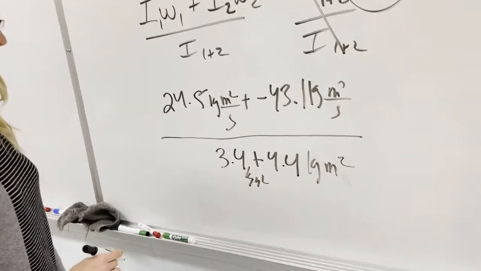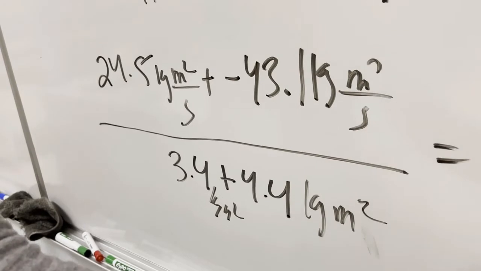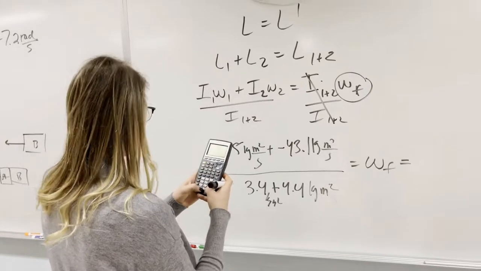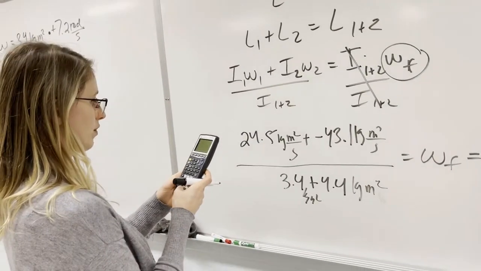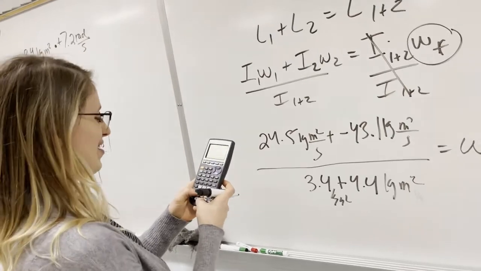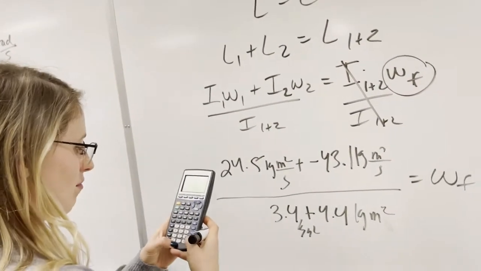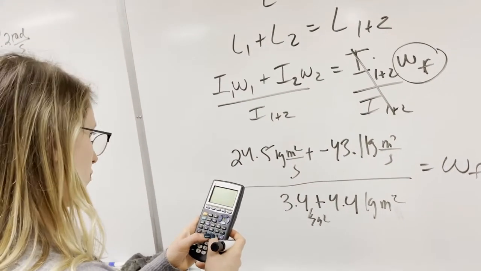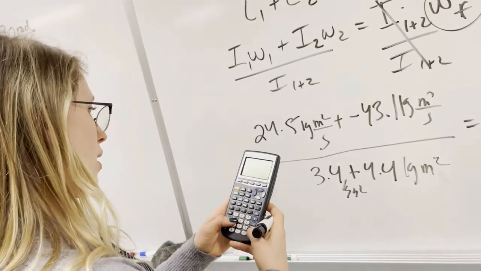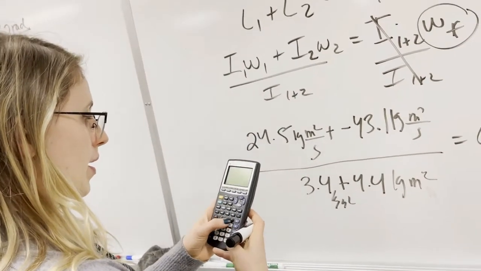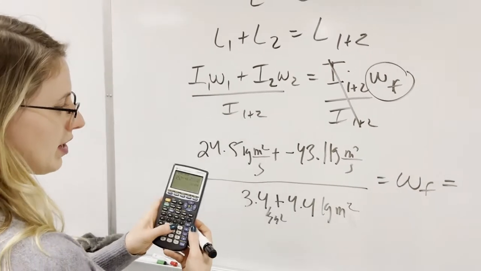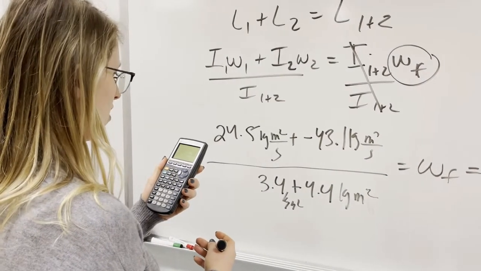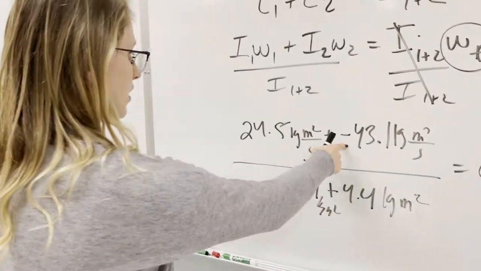Okay, so we can do this. Can you put that in your calculator, boys and girls? You're going to have to put parentheses around the bottom. So I'm going to do 24.5 plus a negative 43.1, and then I'm going to divide by parentheses, like Boykin said, 3.4 plus 4.4, and then I get 18. Let's call it 19. Negative or positive? I have a positive number. But that doesn't make sense, right? It should be negative.